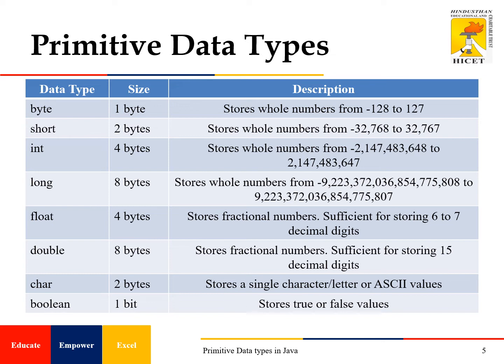Similar to int, float takes 4 bytes, and similar to long, double takes 8 bytes. And these two are used for storing fractional numbers. And character holds 2 bytes of data, whereas in C you may know that character holds only 1 byte, but in Java character holds 2 bytes of data. And Boolean has either true or false, so only 1 bit is enough for storing the Boolean values.